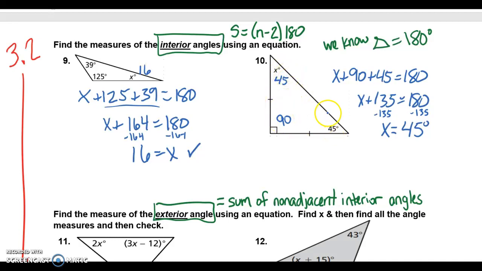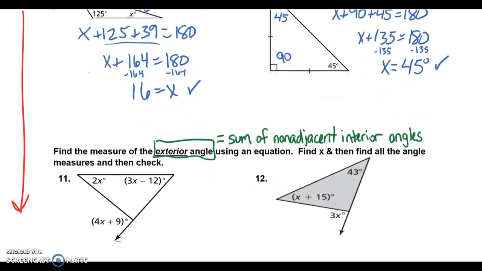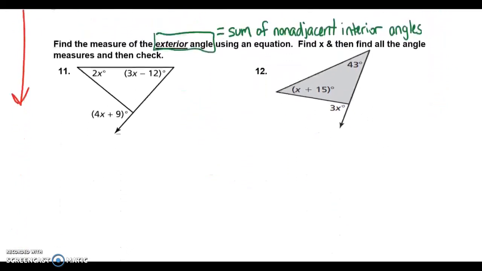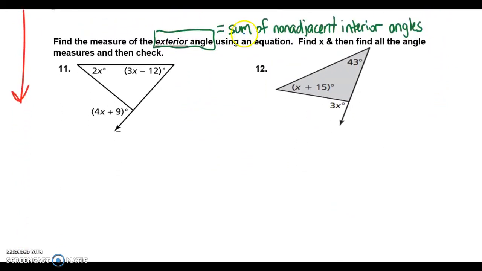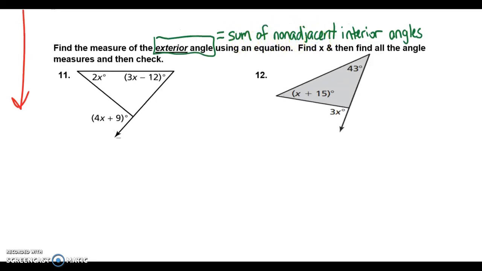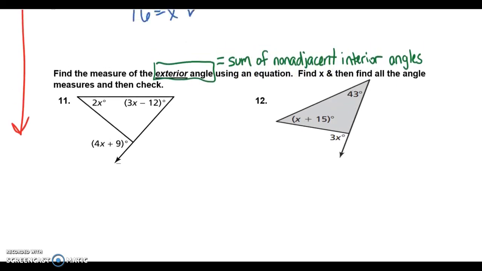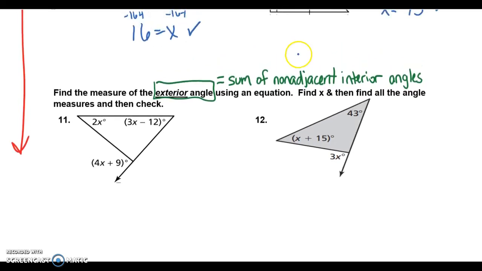But then check, add those 3, it does equal 180, so check. All right, so that's interior angles on a triangle. To find an exterior angle of a triangle, you find the sum of the non-adjacent. Okay, non-adjacent means not beside.